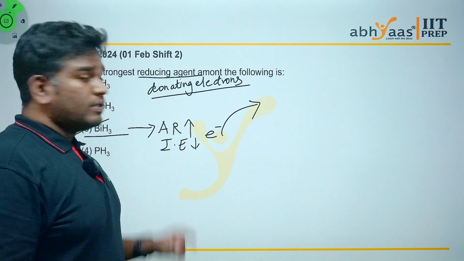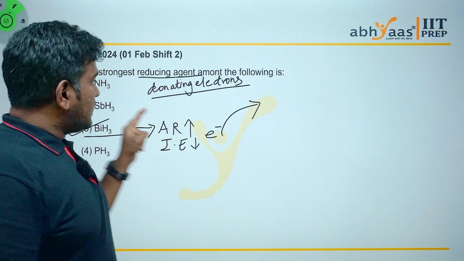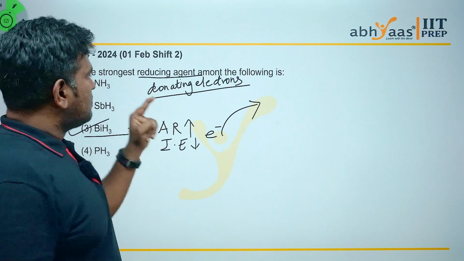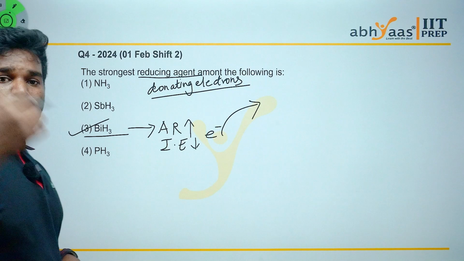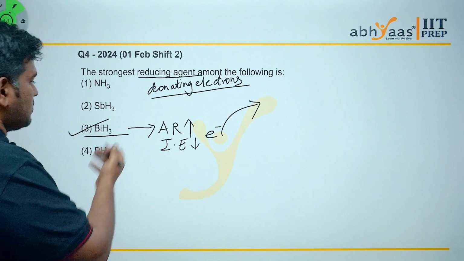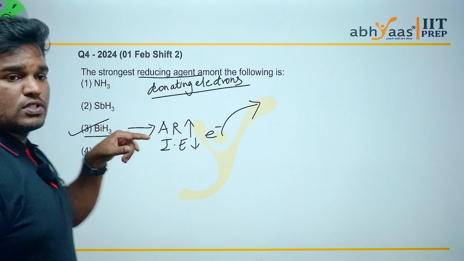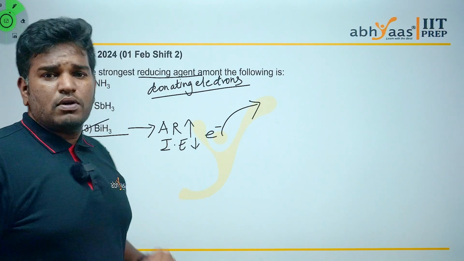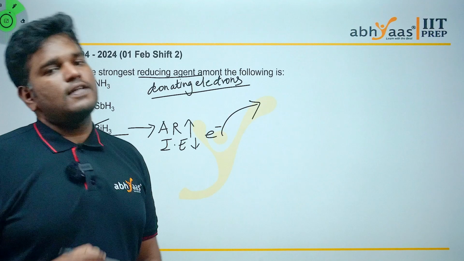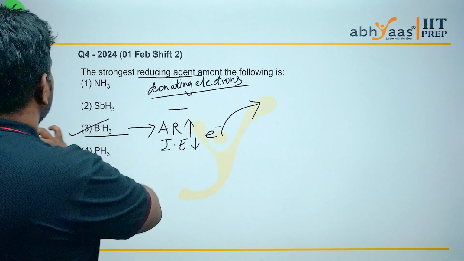So I hope you see how we have arrived at the answer. The thing is that donation of electrons is done by a reducing agent, and among these BiH3 can easily donate the electrons because the atomic radius of Bi is more and ionization energy will be very less for BiH3. Because of that reason, BiH3 can easily donate the electrons. Now we will be moving to the next question.